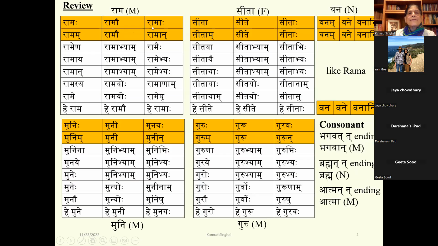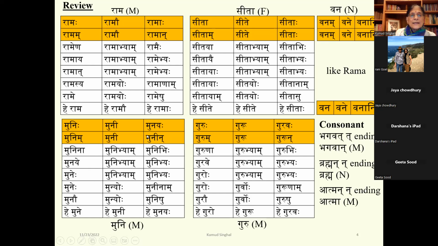So on this slide, I give declensions of an a-ending masculine nominal stem, which is Rama, an aa-ending feminine nominal stem, which is Sita, and an a-ending neuter nominal stem, which is Vana. So Vana has Vanam, Vane, Vanani. So in both cases, first and second cases, it is the same. The rest of it, from 3 to 7, it declines like the Rama nominal stem. And the Sambodhanam is different: Vane, Vana, Vane, Vanani.